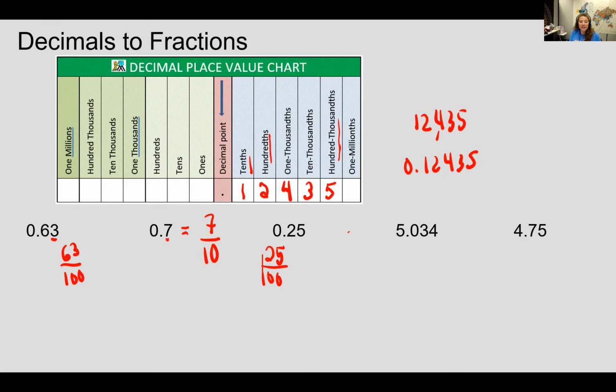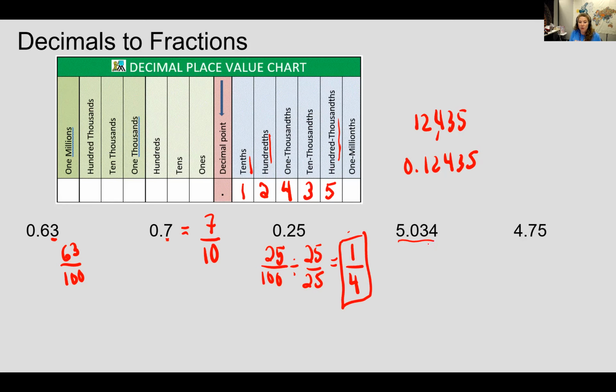And now you always need to look at your number and say, can I simplify 25 and 100? Yes, I can divide both of those numbers by 25. I can divide 25 by 25 and 100 by 25. 25 divided by 25 is 1, and 100 divided by 25 is 4. So this fraction, 25 100ths, simplifies to 1/4.